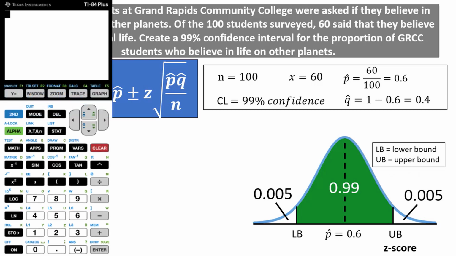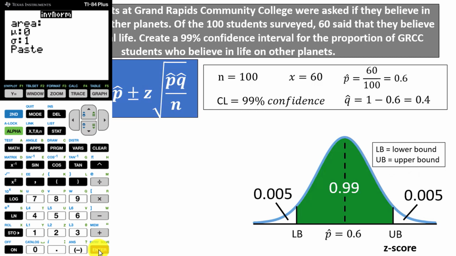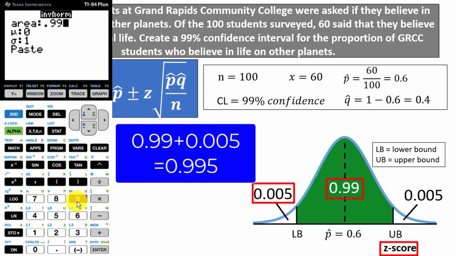To find the z-score on the TI-84 calculator, press second, vars, and then select inverse norm. The area is the area to the left of the specified z-score. In our case, the area to the left is 0.99 plus 0.005, which totals to 0.995, so we enter 0.995. We leave mu and sigma at 0 and 1 to specify that we are using the z-distribution, which has a mean of 0 and a standard deviation of 1.